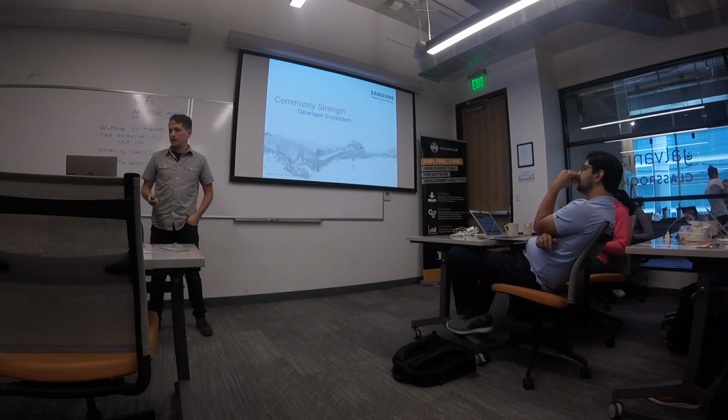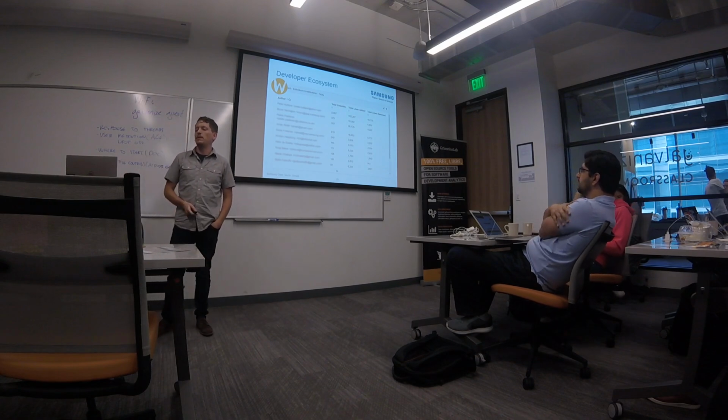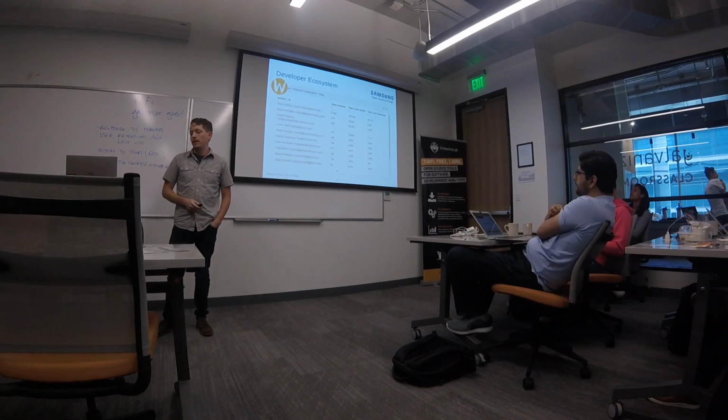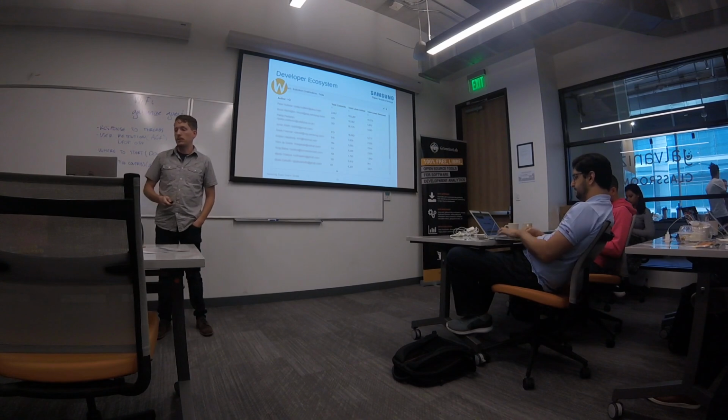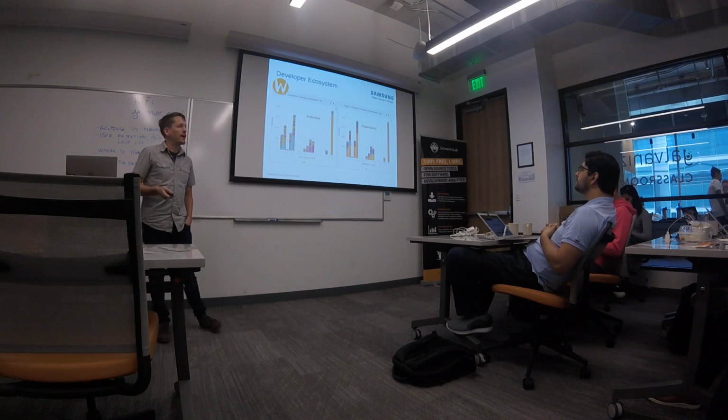And then last part of this is developer ecosystem. So obviously this is very simple. This is just looking at individual contributors, sorted by top commits, just to get an idea of who's in the community. This is the chart that breaks it up by UTC.